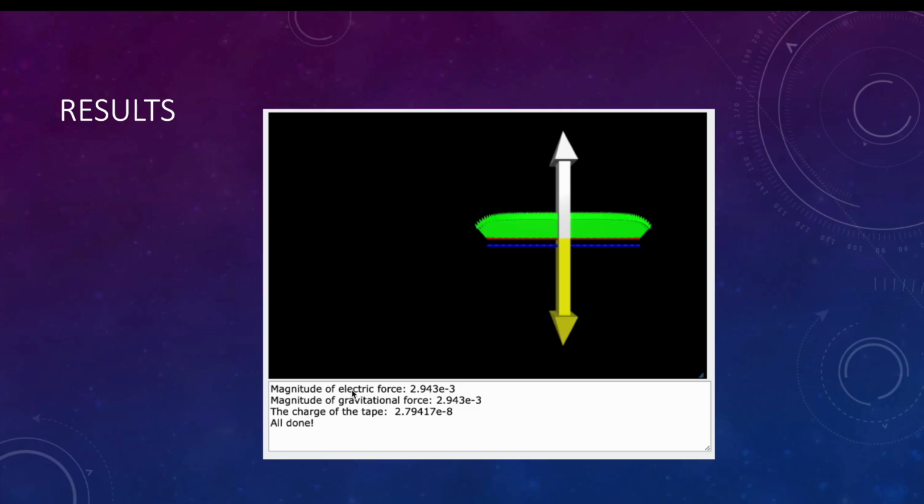Eventually, here are the results. We got a magnitude of the electric force being equal to the magnitude of the gravitational force, and that gives us the charge of 2.794 times 10 to the negative 8th. Since the two forces are equal, this is what was reflected in the model. We know that this is similar to what was happening in the actual experiment.